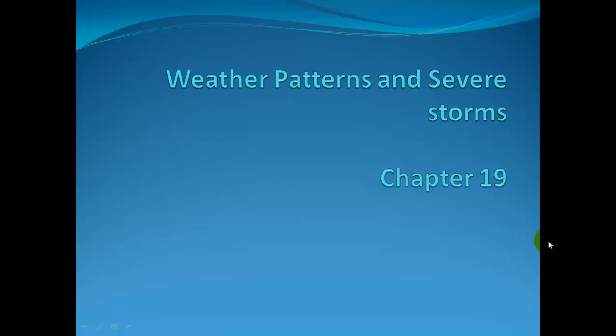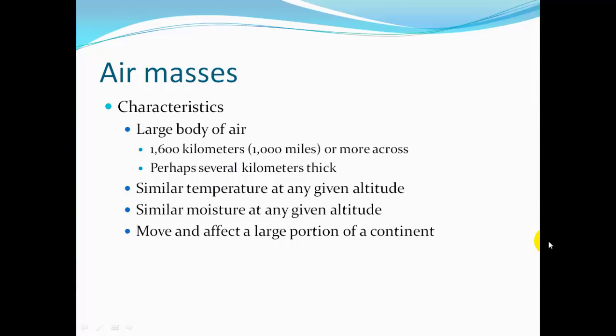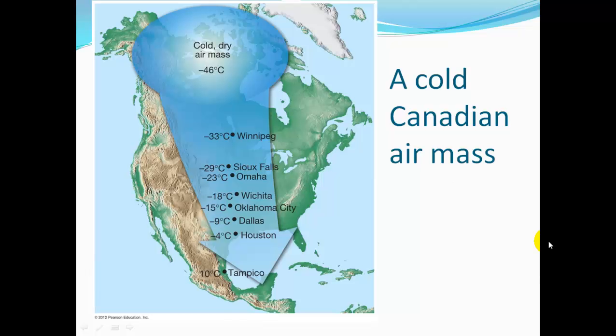Chapter 19, Weather Patterns and Severe Storms. Air masses. Characteristics of a large body of air. If the large body of air is 1,000 miles or more across and possibly several kilometers thick, we'll categorize it as a large body of air, or air mass. It has a similar temperature at any given altitude, similar moisture at any given altitude, and moves and affects a large portion of a continent.